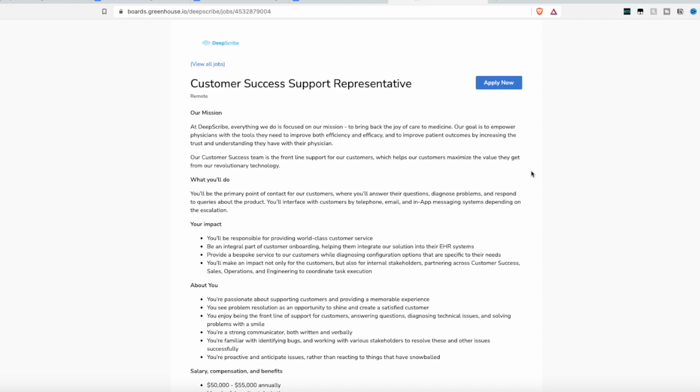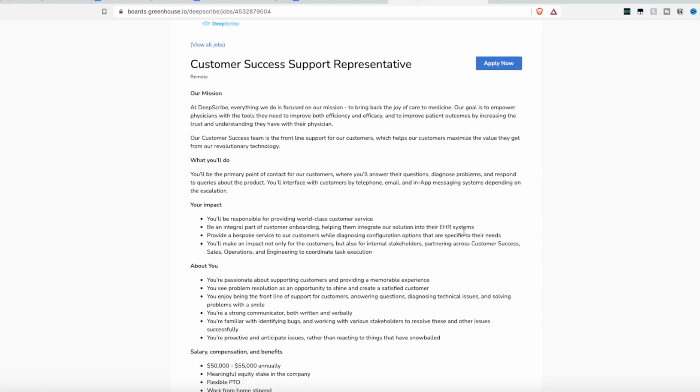They are looking for someone to be the interface of customers. You'll be using telephone, email, and in-app messaging systems, depending on the escalation, to communicate with the customers. You'll be the primary point of contact for their customers, answering their questions, diagnosing problems, and responding to queries about their product. So you'll be responsible for not only delivering customer service support, but you'll be an integral part of their customer onboarding, helping them integrate the software and solution into their EHR systems, which is electronic health record systems.